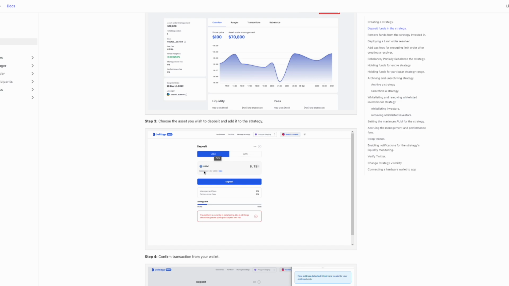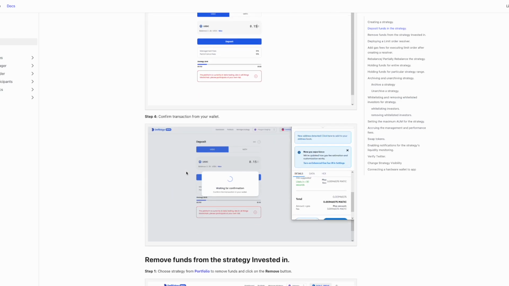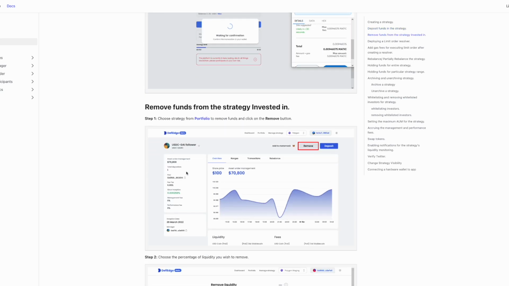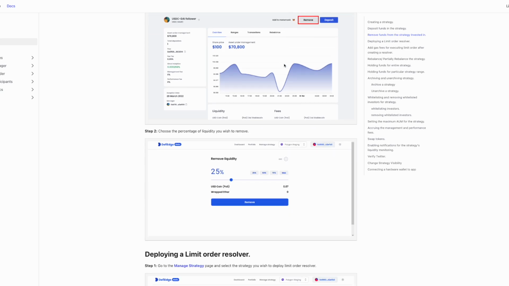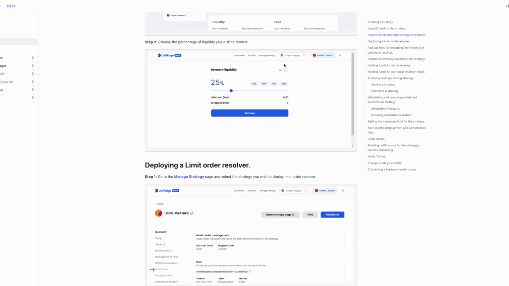So there's a little bit of power you're giving to them with your money in some senses, and so you really have to do some due diligence on who that strategy manager is and his results, his decisions and so forth. Okay, so it removes funds from the strategy invested in. So this is kind of like withdrawing, right?